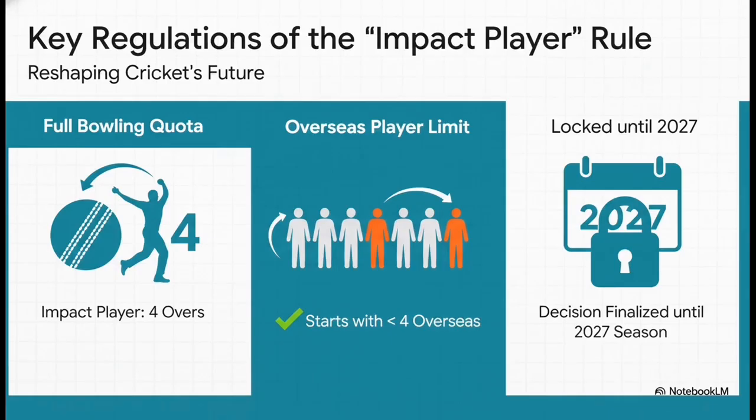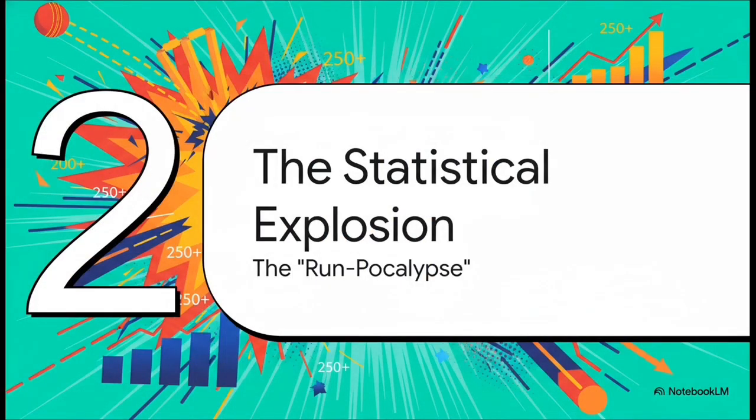So now we know what the rule is. Let's talk about what it has done. And this is where things get wild. We are diving into the statistical explosion, or as a few players and people have started calling it, the run apocalypse.